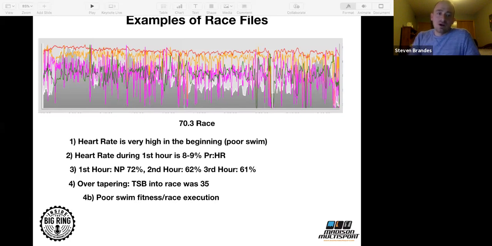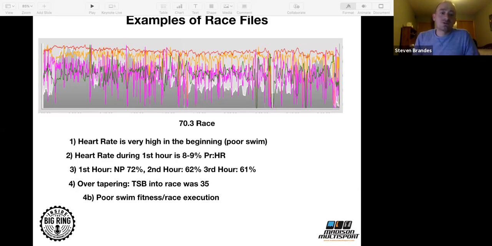Heart rate's very high in the beginning. That's the example of a poor swim. If you're somebody who doesn't like to swim, if you're somebody who doesn't put in big sets in the pool, you're going to suffer the beginning part of the bike. And you either may recover from that or you may not recover from that.